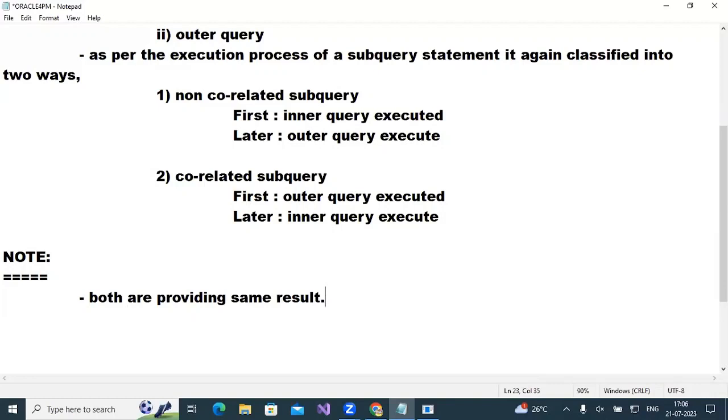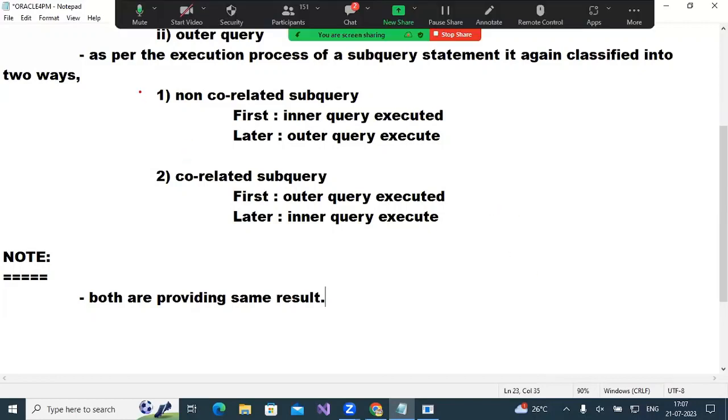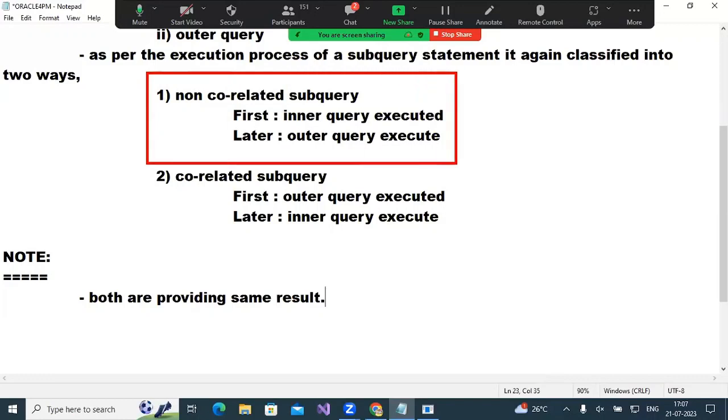But now you have a question. Sir, when both provide the same result, where do I use non-correlated and where do I use correlated? And in real time, which mechanism do people mostly use? These kinds of doubts come to you. The first thing is that 99.99% of people in real time use non-correlated.